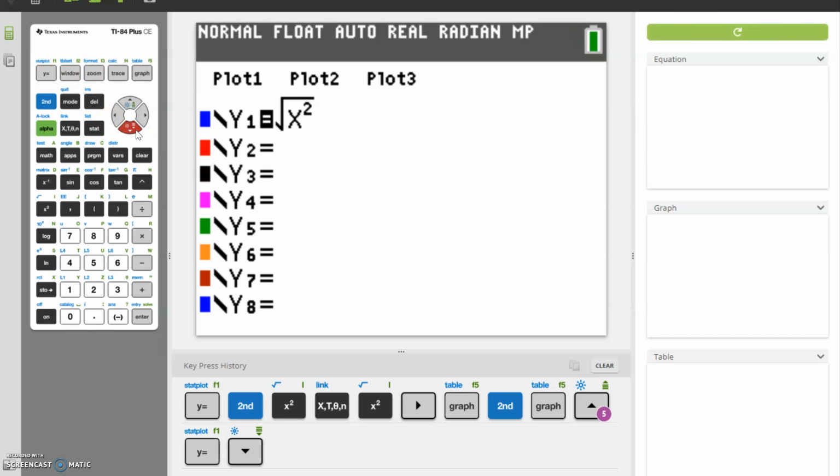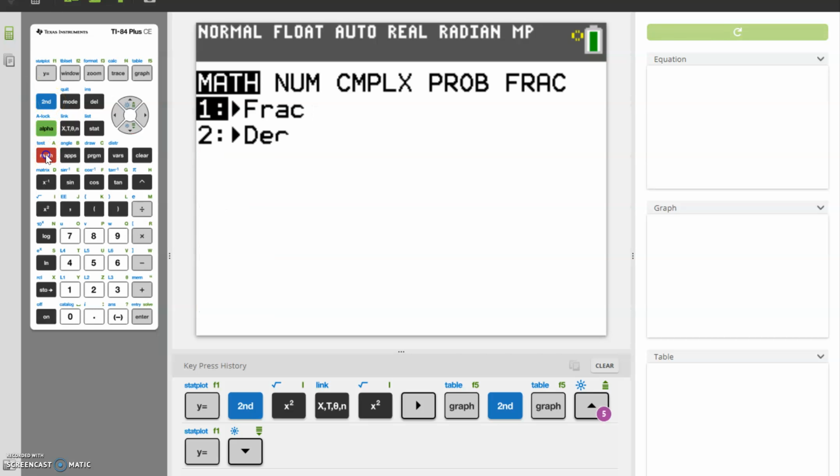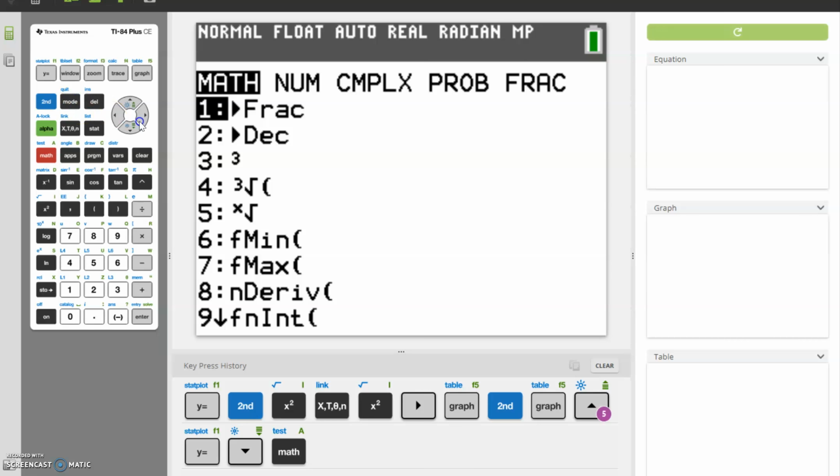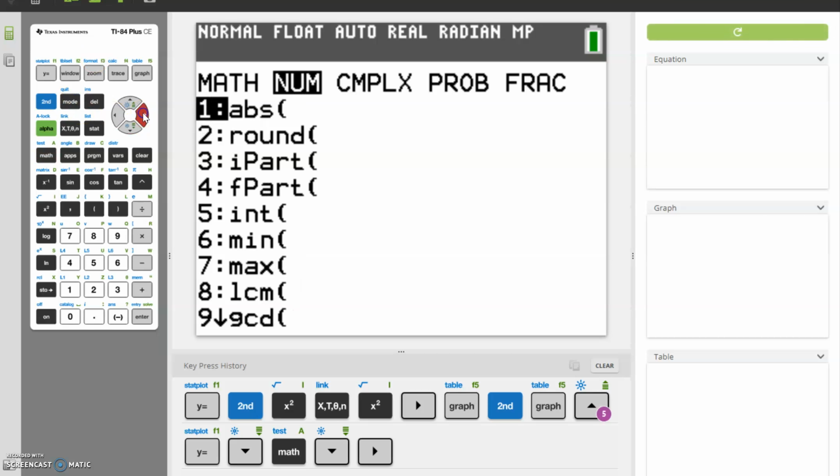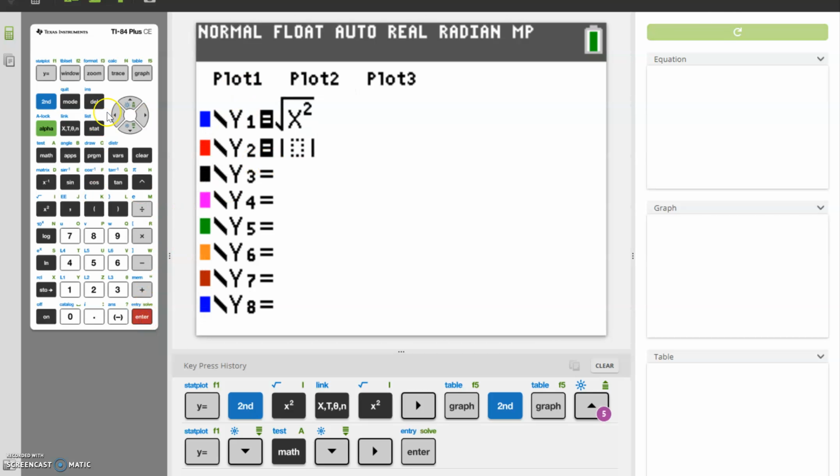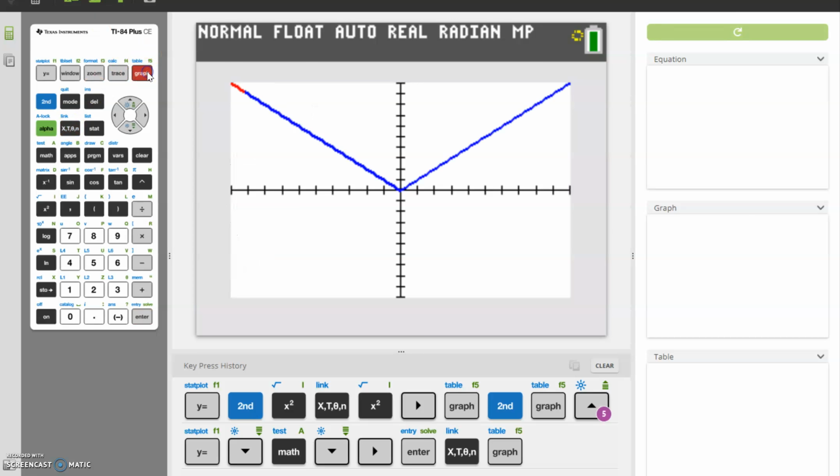Let's go to a second line. I'm just going to pick the red one. And again, to get absolute value quickly, you could do second and catalog and it's going to be there. The other way of getting the absolute value symbol is to go to math, and if you scroll over to the right to number, or num, ABS, or absolute value, is there as well. So I can hit enter and call it up there. And then I'm going to put x in there. So watch what happens when I graph this.